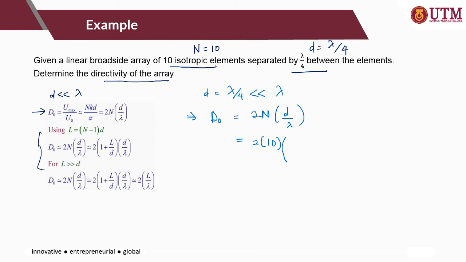So d equal to lambda over 4 divided by lambda. In this case, you should get 20 divided by 4 is 5. Directivity is usually in dB, so D naught equal to 10 log of 5, which is 6.99 dB.